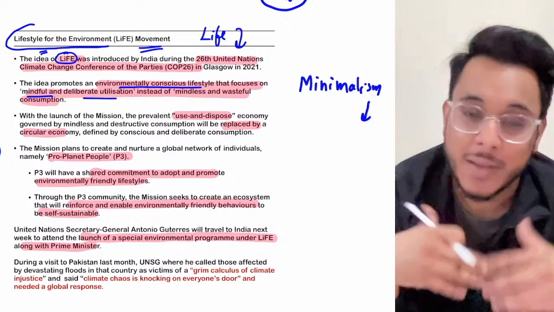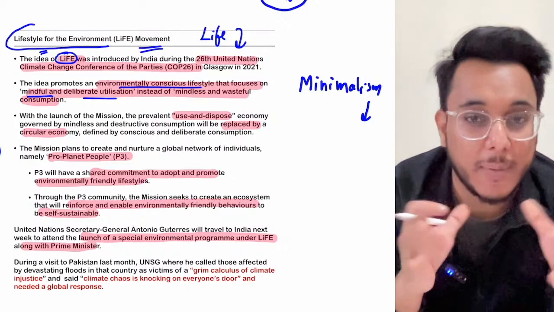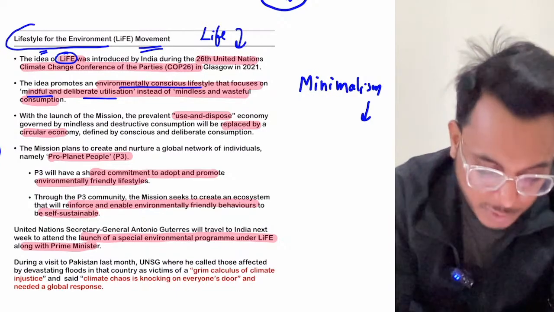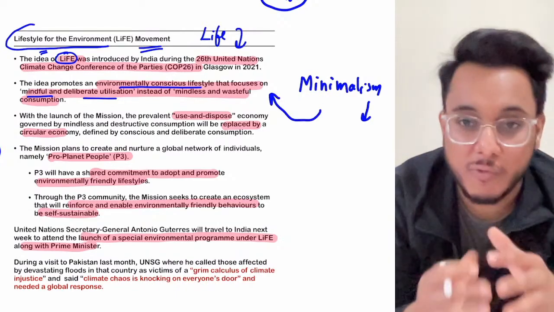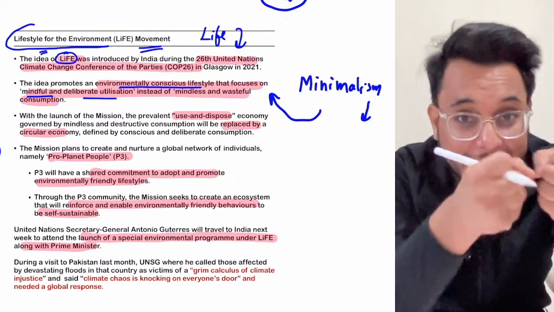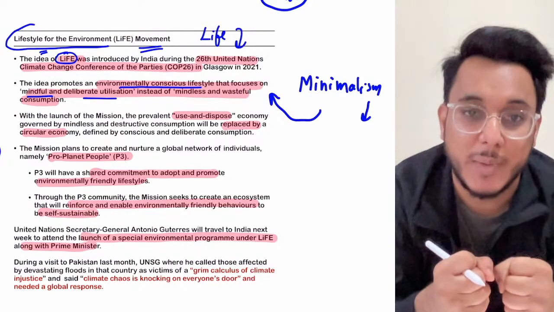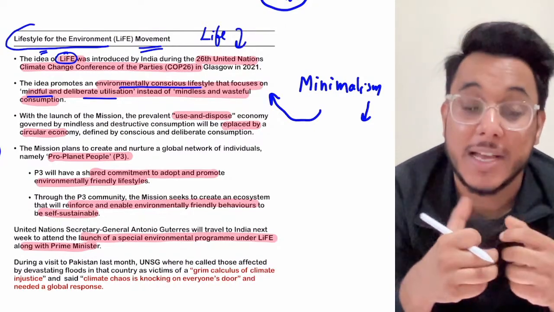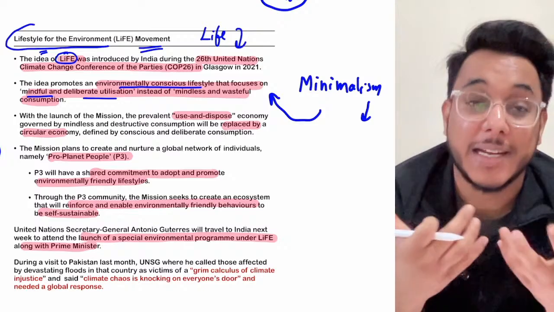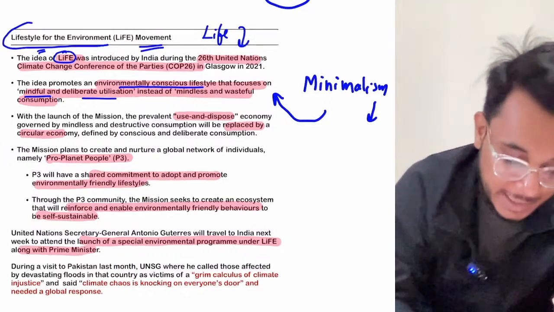There was the tiny house movement, where people used to live in small houses. Now this LiFE movement is a lifestyle movement where people will consume less. People's actions will be such that they promote environmental well-being. That is the LiFE movement.